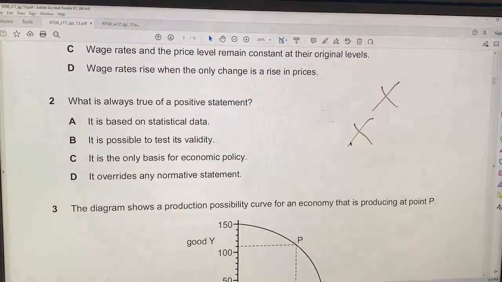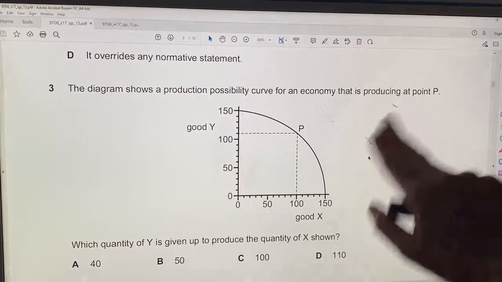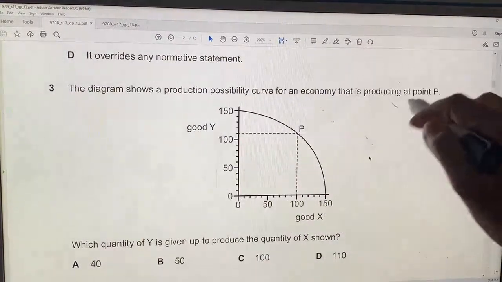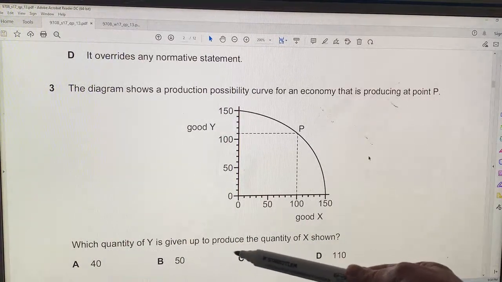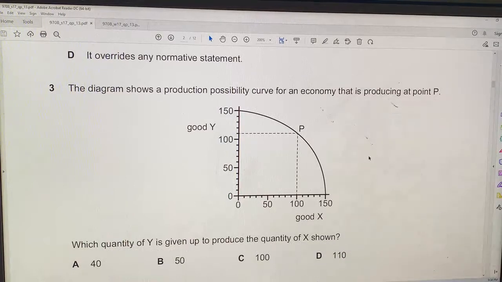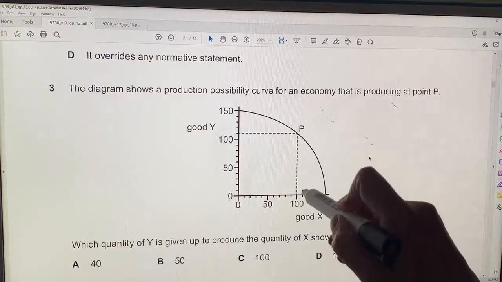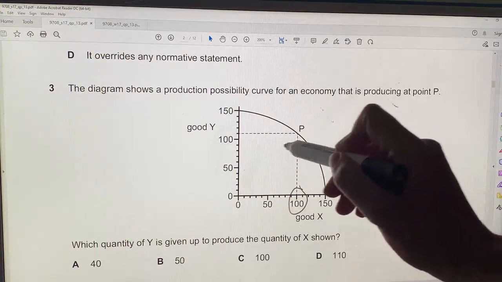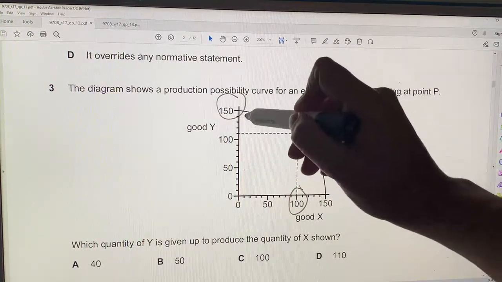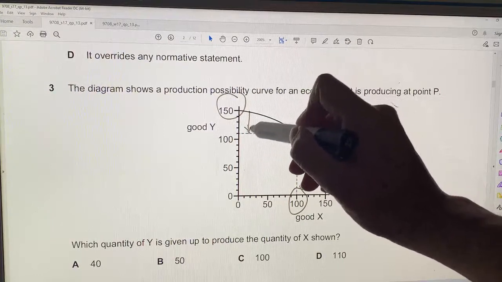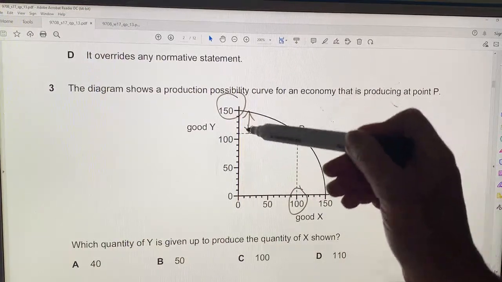Question 3. Oh, look, it's a production possibility curve. Let's see, producing at point P, they're producing here, and it asks which quantity of Y is given up to produce the quantity of X shown. In other words, what's the opportunity cost of producing 100X? They could produce 150Y, but they lose this amount to produce 100X. That looks like a good trade, a low opportunity cost.